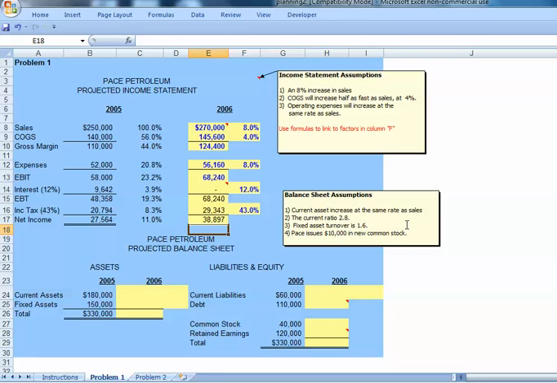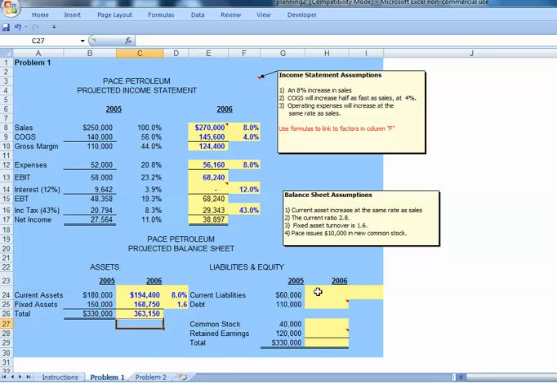Current assets, let's look at our balance sheet assumptions. Current assets will increase at the same percentage of sales, so let's link that to sales. Equals prior number times the quantity, 1 plus our 8% increase. Fixed assets. Our fixed asset turnover is 1.6, so let's put in 1.6 as our factor, and we're going to take equals sales divided by our fixed asset turnover. We've got our fixed assets. Total assets will be fixed assets plus current assets. There we've got the assets section of our balance sheet.